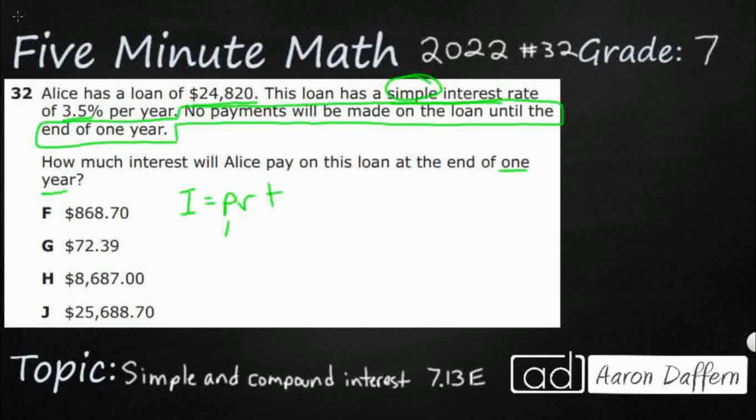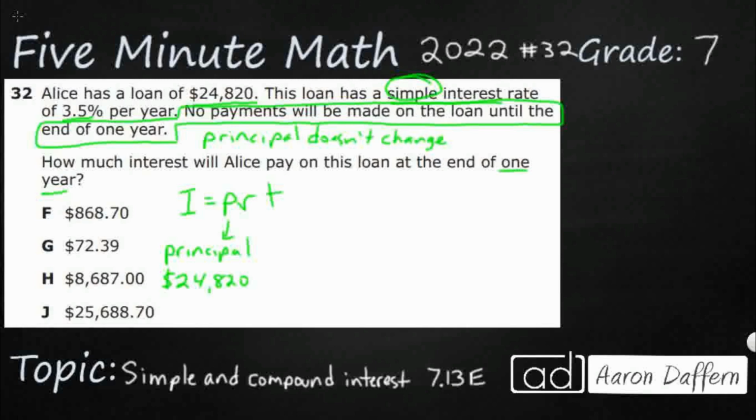All right, so this P right here is the principal. That's the amount of money that is being borrowed. So in this case, we've got the $24,820. The reason why I boxed this sentence is because it says no payments will be made on the loan until the end of 1 year. That means the principal doesn't change, so we don't have to recalculate in the middle of this year.